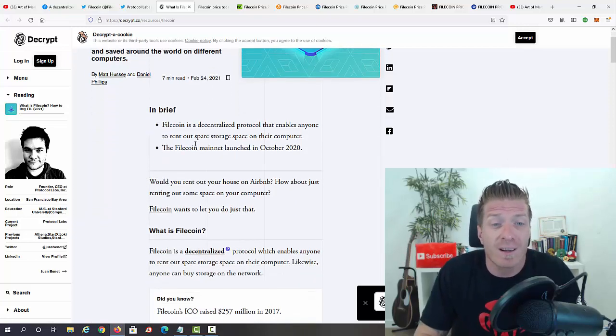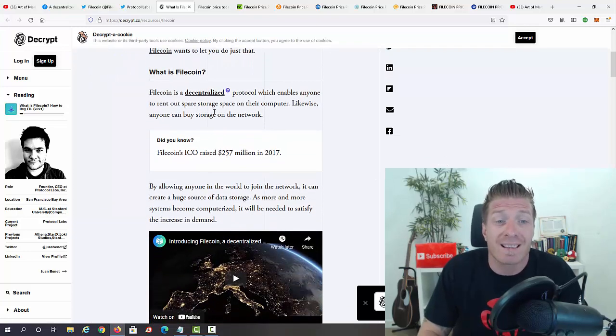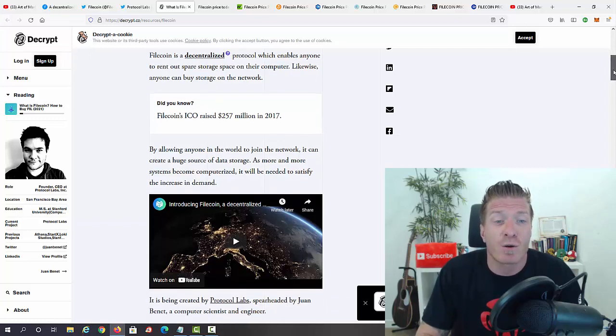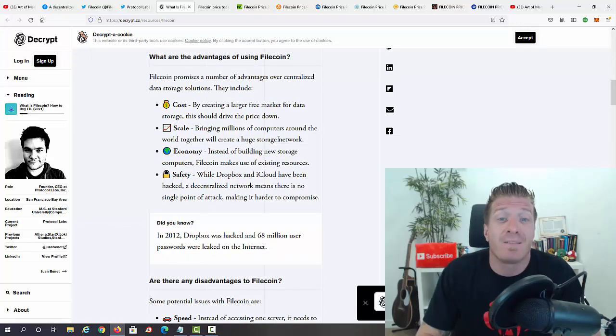In brief, Filecoin is a decentralized protocol that enables anyone to rent out spare storage space on their computer. Filecoin mainnet launched in October 2020, so it's still pretty new. Likewise, anyone can buy storage on the network. Filecoin's ICO raised $257 million back in 2017. This is when they started the project. And the advantages of using Filecoin are cost, scalability, economy, and safety.